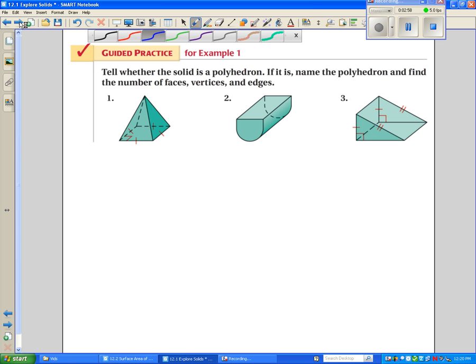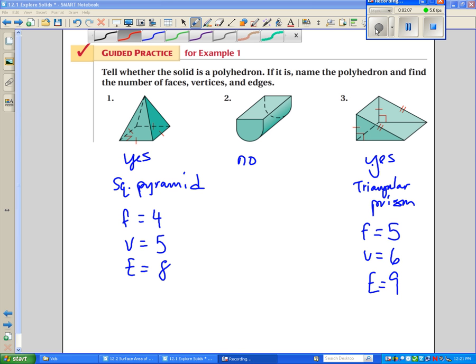All right, tell whether the solid is a polyhedron. If it is, name the polyhedron and find the number of faces, vertices, and edges. Pause the video, try these 3 problems, see if you get the same thing. All right, this is what I got. We have a yes, no, and yes as regards to being polyhedra.